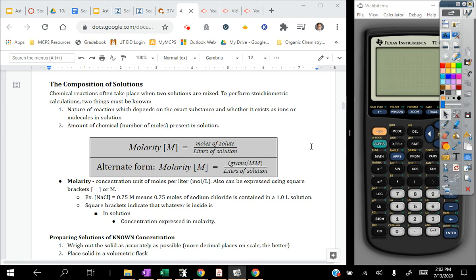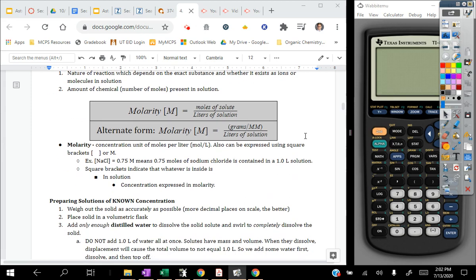When we look at the composition of solutions, chemical reactions often take place when two solutions are mixed. In order to perform stoichiometric calculations, two things must be known: the nature of the reaction, which depends on the exact substance and whether it exists as ions or molecules, and the amount, or the number of moles of chemical present in your solution. So we have one equation to help us with that, and it is our molarity equation. Here we use a capital M in brackets to represent concentration, or molarity. Molarity and concentration are measured in units of moles per liter, or mol/L.